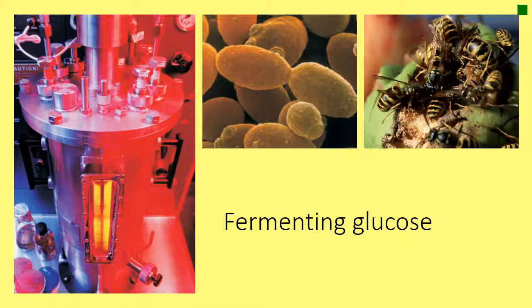Okay, the other method of making ethanol is to ferment glucose. Glucose being grown in plants when they grow and they're harvested. For example, sugar cane or sugar beet are two of the main crops that are used to make ethanol.